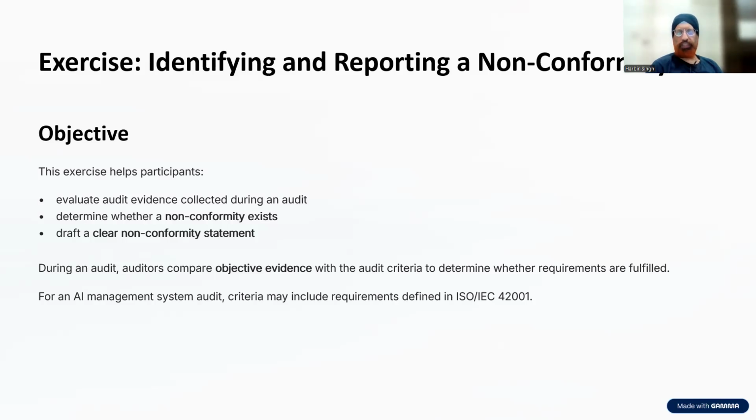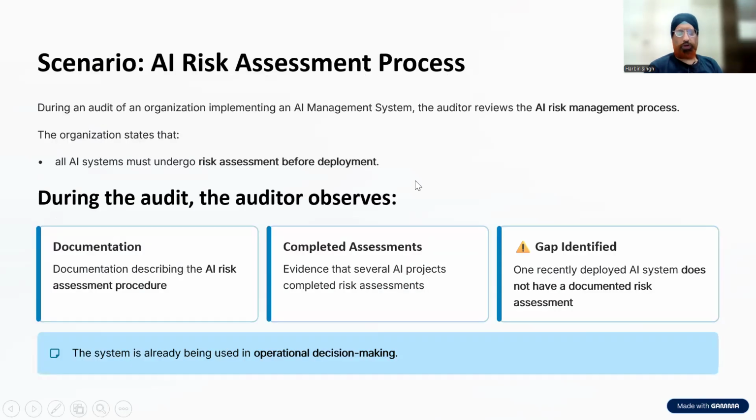As we know, during the audit process, auditors have to compare the objective evidence. The evidence always has to be objective, because if the evidence is subjective, it might result in a little bit of confusion. So we have to maintain objectivity within the entire audit ecosystem. For an AIMS audit, the criteria may include the requirements defined in ISO IEC 42001. Wonderful. Let's move on.